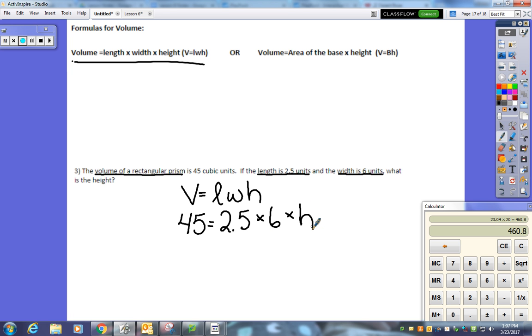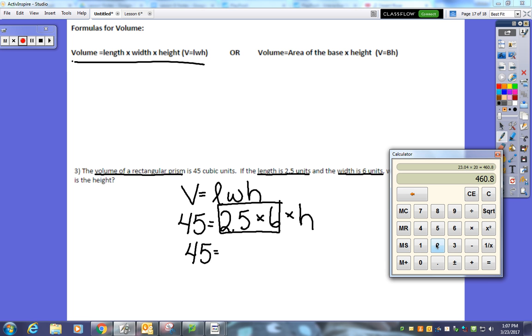My first step in a problem like this is to do any math that I can possibly do. So if you look, we have 2.5 times 6 here. So I'm going to box that in to see that that's what I'm going to do first. I'm going to copy down everything before that box, and then I'm going to do the math. So I'm going to do 2.5 times 6 to get 15. Since I'm multiplying by h, I'm just going to attach the h here.